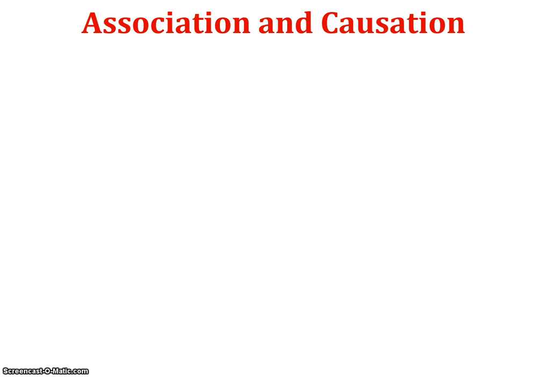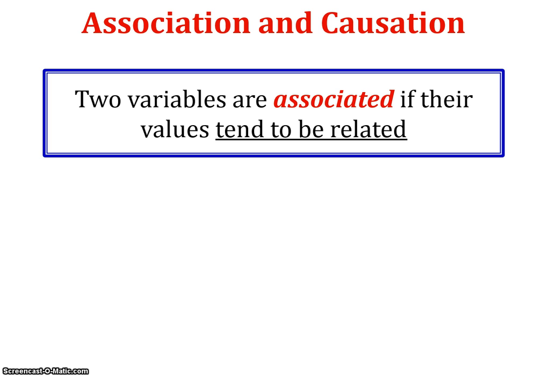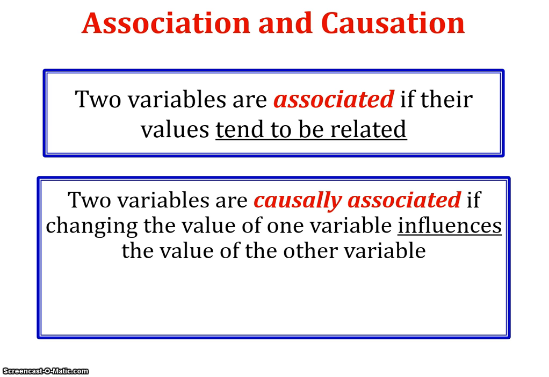Now, section 1.3 focuses on relationships between variables. And we're going to start by distinguishing between association and causation. Two variables are associated if their values tend to be related. For example, at times when ice cream consumption is higher, there also tend to be more drowning deaths. Two variables are causally associated, or we have causation, we sometimes say, if changing the value of one variable directly influences the value of the other.